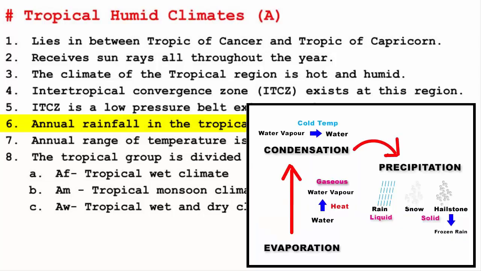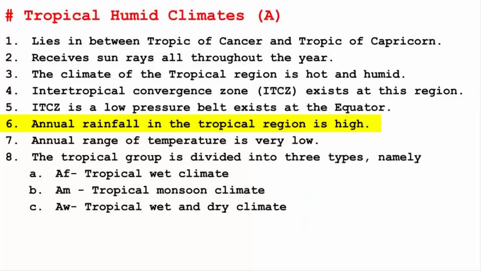And after evaporation, we have condensation. That means this water vapor in the air will transform back to liquid. And that's how condensation leads to cloud formation. Then due to surface tension, these clouds turn into liquid droplets that fall on the Earth's surface as rainfall. So we can conclude by saying that the annual rainfall in the tropical region is high. However, you must realize that the annual range of temperature is very low.